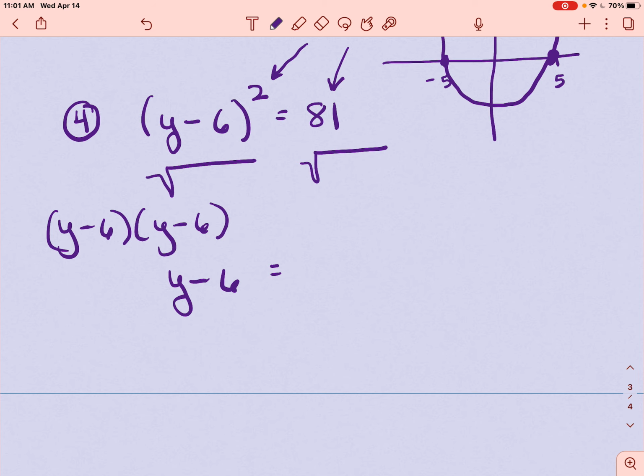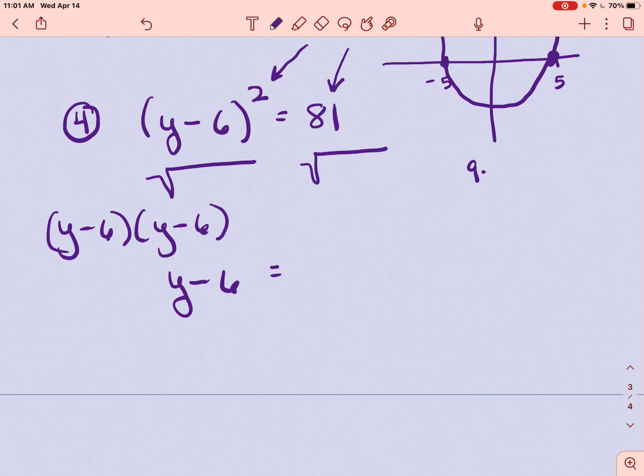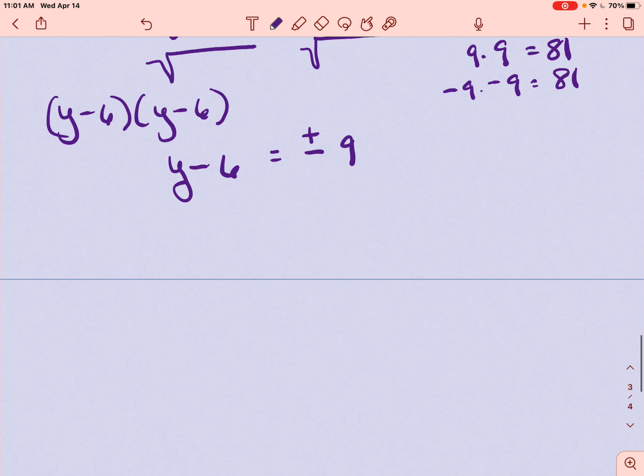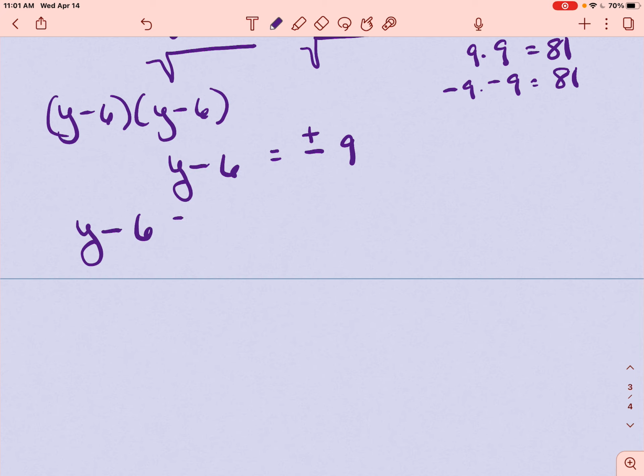And the square root of 81 is 9, but 9 times 9 equals 81, and -9 times -9 equals 81. So it's actually going to be plus or minus 9. That means that I actually need to solve two things. This makes sense because I'm still dealing with things that have squareds on them, which means I'm still looking for more than one root. So I have to actually solve y minus 6 equals 9, and I have to solve y minus 6 equals -9.